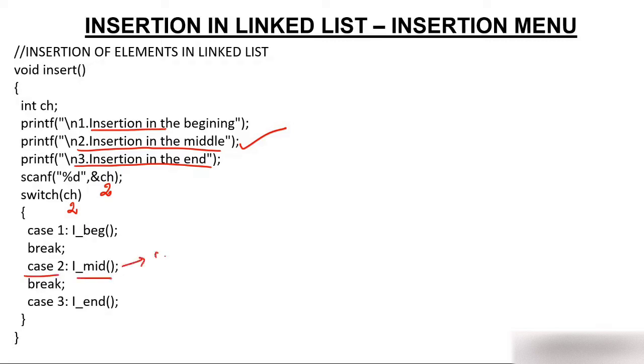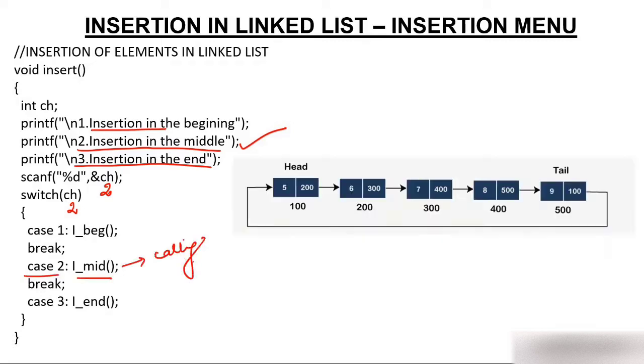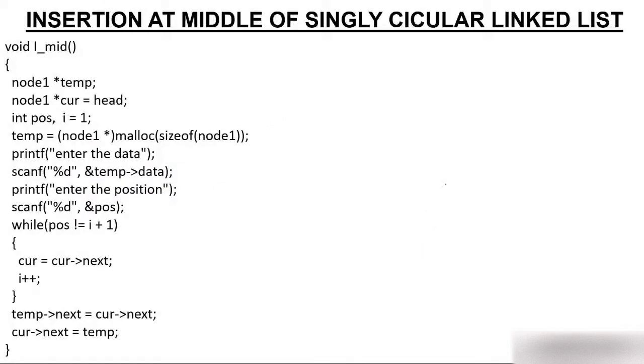and in case 2 we are calling a function insert mid, and you already have a linked list. You can see a linked list, and somewhere in the middle, that is not at the beginning, not at the end, you have to insert a node. So let's start. Here you have the function insert mid, and here we have created pointers temp and current, both of type node1.